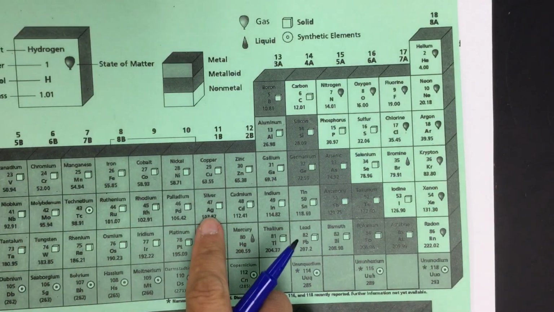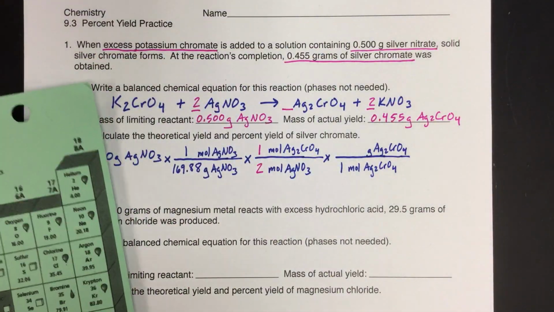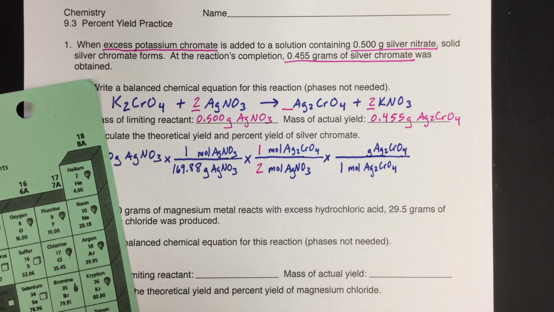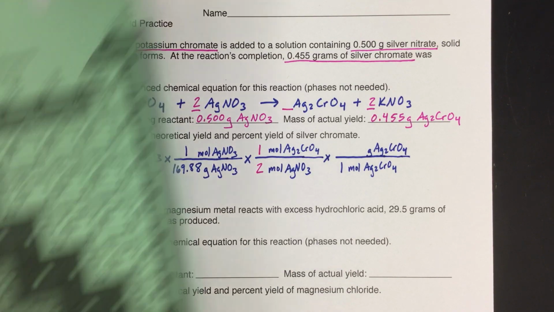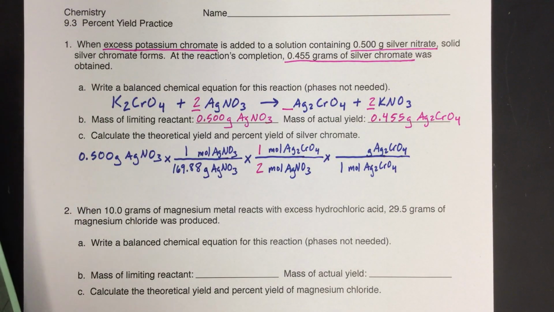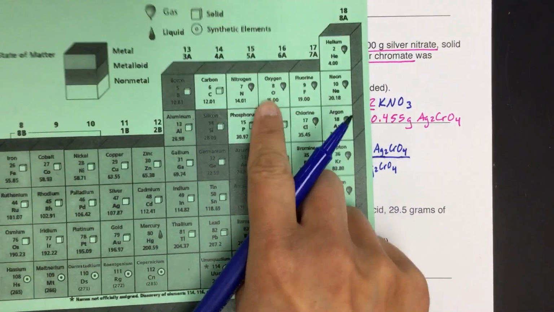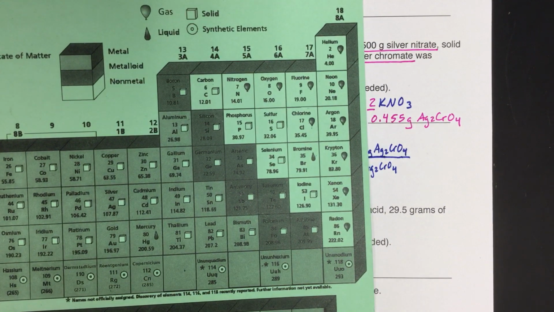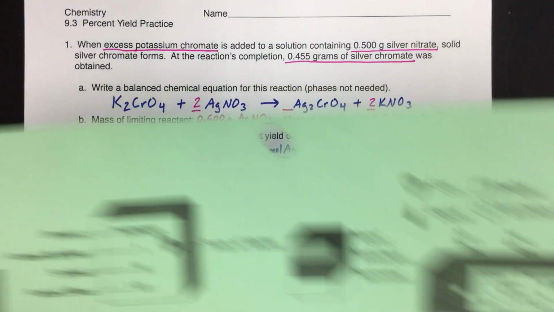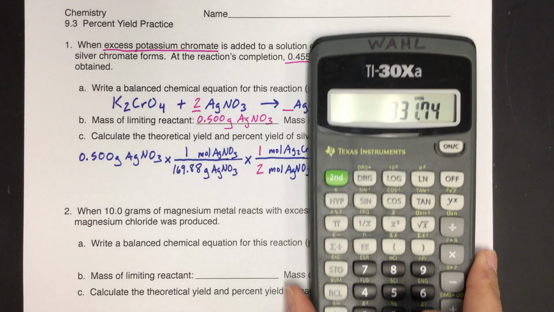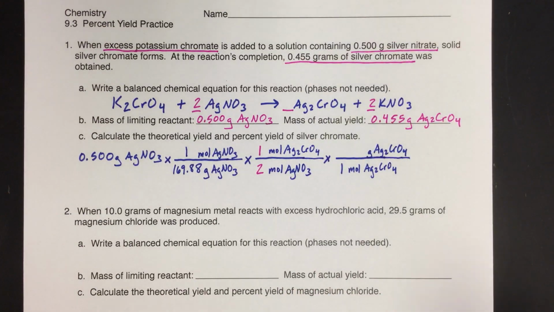So we get 2 times silver plus chromium here, 52, plus 4 times oxygen. And we get 331.74.